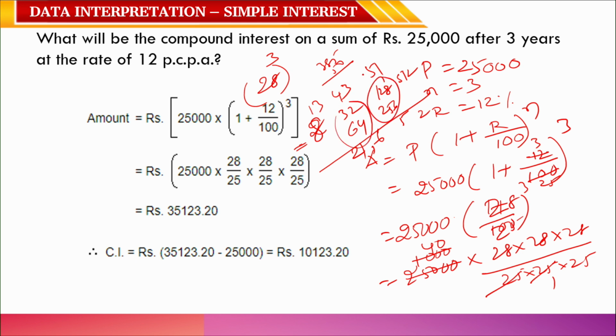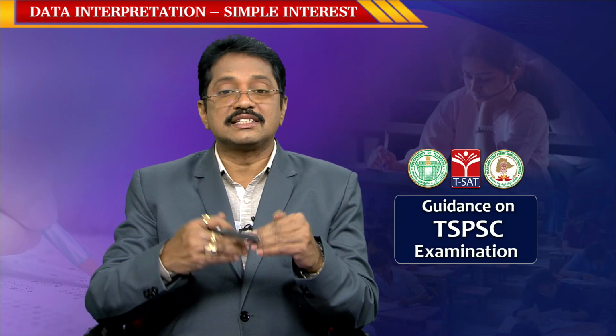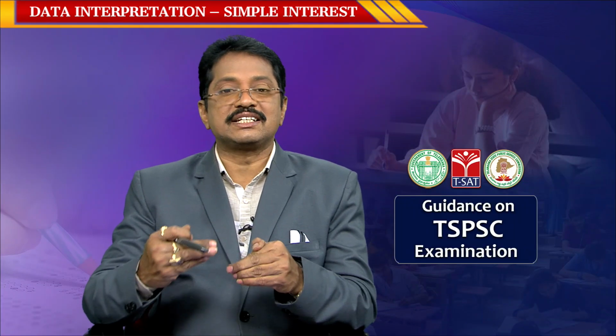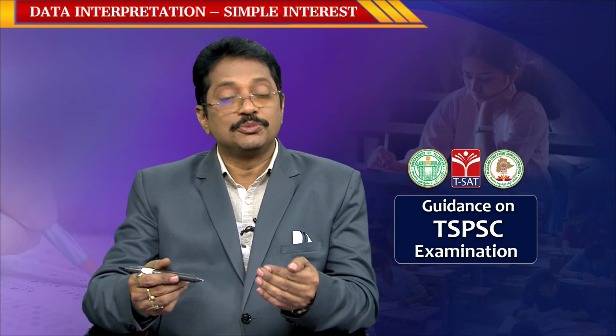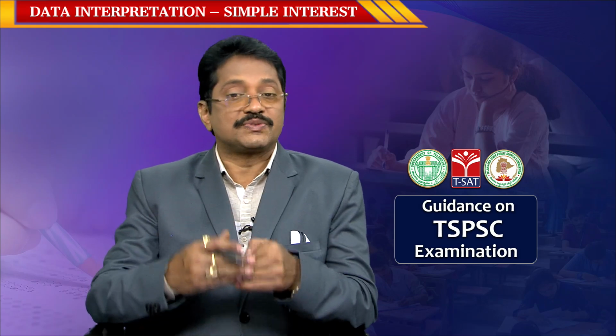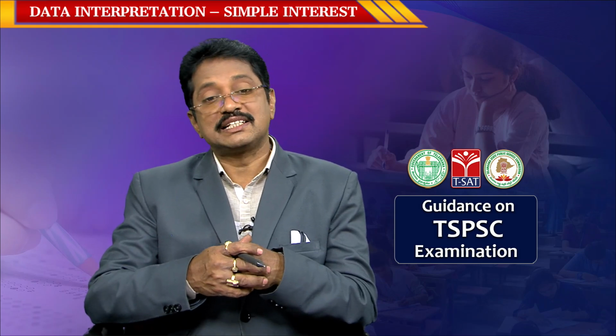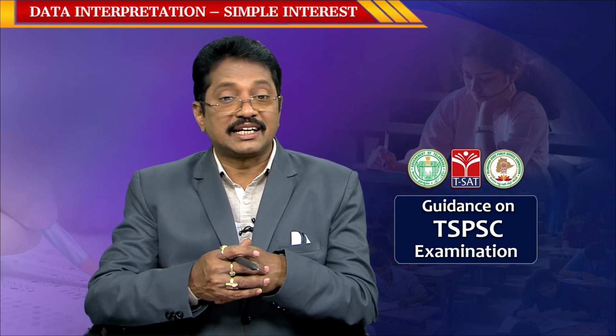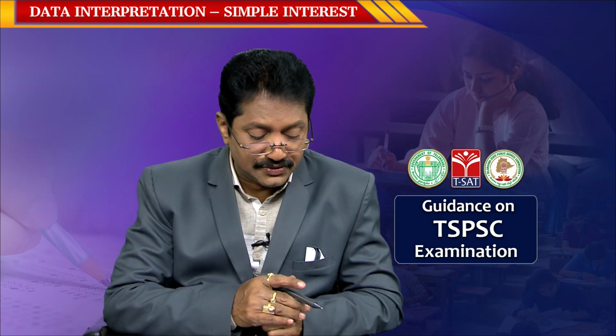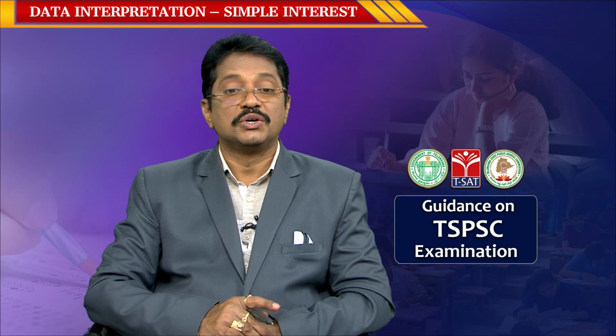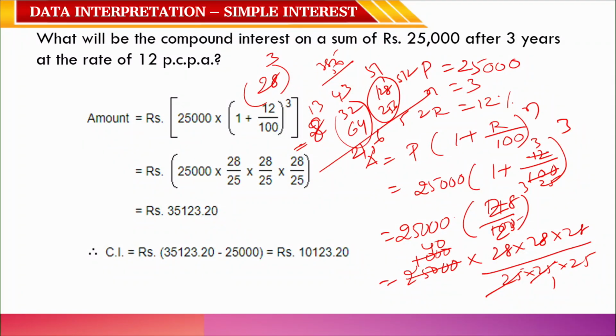See, when you practice the simple tricks in the calculation of finding cubes, cube roots, squares and square roots, definitely it will become very simple for you to get the answer, correct. So after calculation of this, you will get 35,123 rupees 20 paise. So this is the total amount.